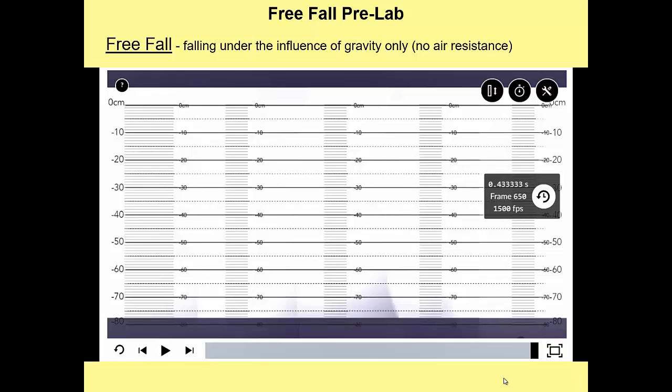You'll fill in your data table every 0.05 seconds, and then you have to make a position-time graph, and then a velocity-time graph, and then answer some questions about it. We're going to learn about free fall here, and along the way, we'll answer those questions.